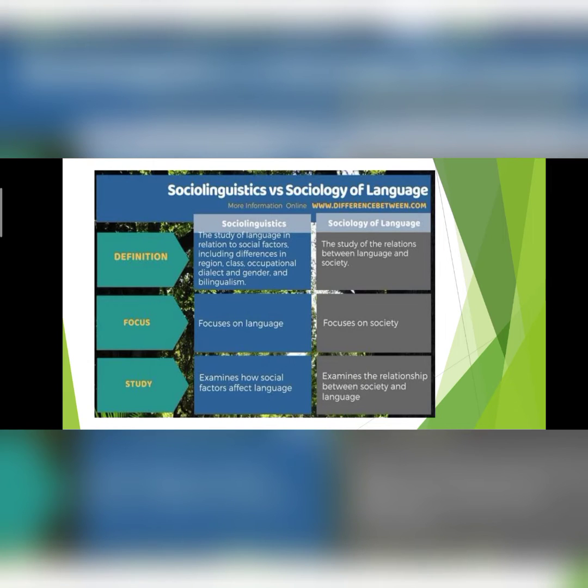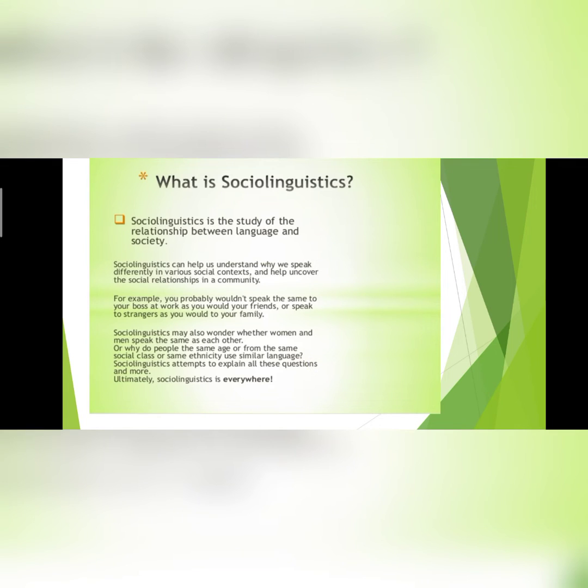It is the study of language in relation to social factors, including differences in region, class, occupation, dialect, gender, and bilingualism. It focuses on language and examines how social factors affect language. It can help us understand why we speak differently in various social contexts and help uncover the social relationships in a community. For example, you probably wouldn't speak the same to your boss at work as you would to your friends, or speak to strangers as you would to your family.